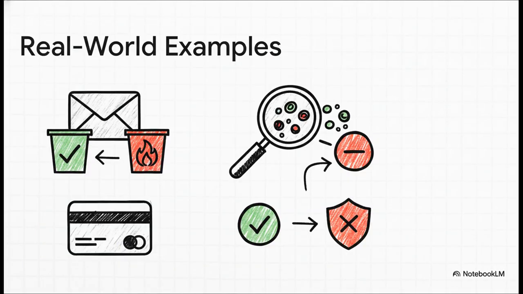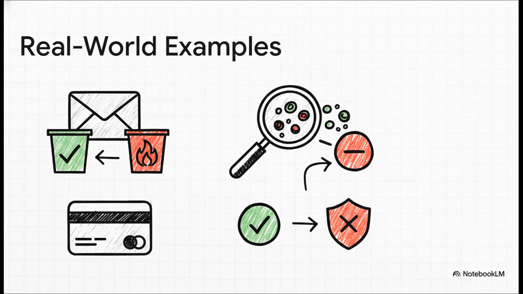And the applications here are just incredibly powerful. We already talked about spam filters, but this is also how a system can help a doctor classify a tumor as malignant or benign, or how your bank can instantly flag a credit card transaction as possibly fraudulent.